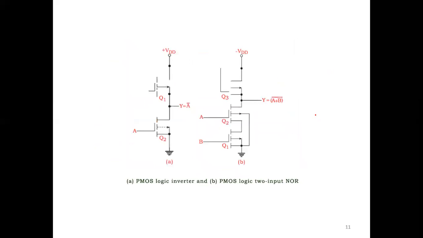This is a circuit for PMOS, that is the PMOS logic inverter and PMOS logic gates. If you give A equal to 0, the output will be 1. If you give 1, the output will be 0. So this is using PMOS.